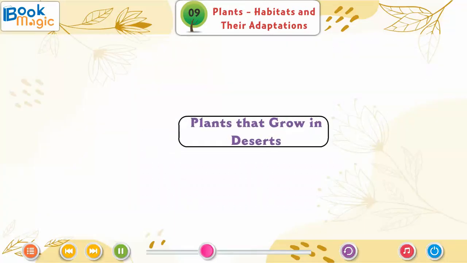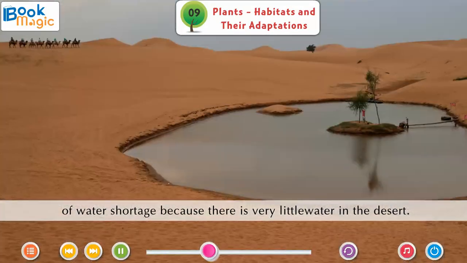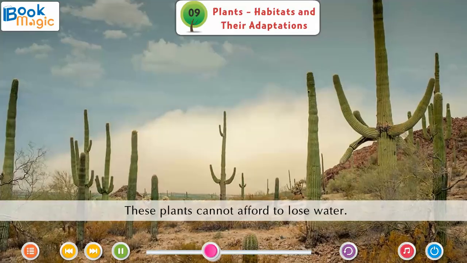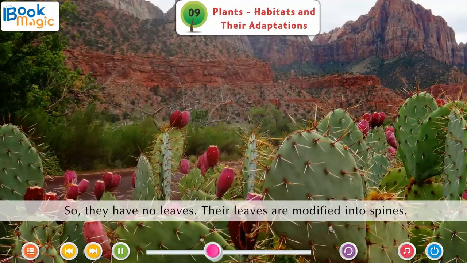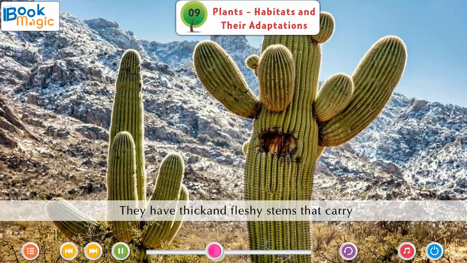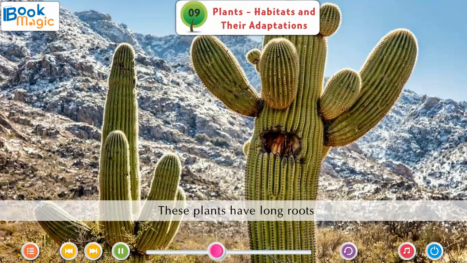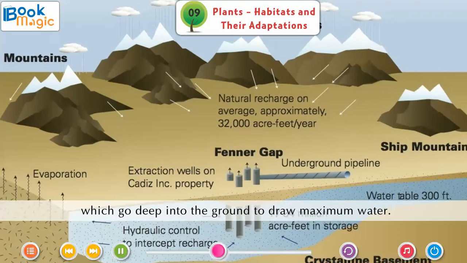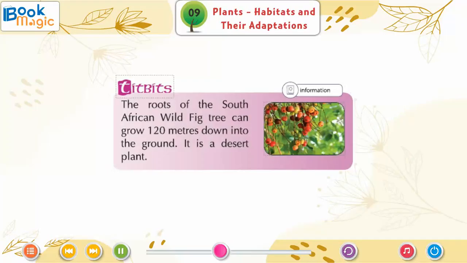Plants that grow in deserts. Plants that grow in desert areas face the problem of water shortage because there is very little water in the desert. These plants cannot afford to lose water, so they have no leaves. Their leaves are modified into spines. They have thick and fleshy stems. They carry out the function of photosynthesis. These plants have long roots which go deep into the ground to draw maximum water. Cactus and prickly pear are common examples of desert plants.